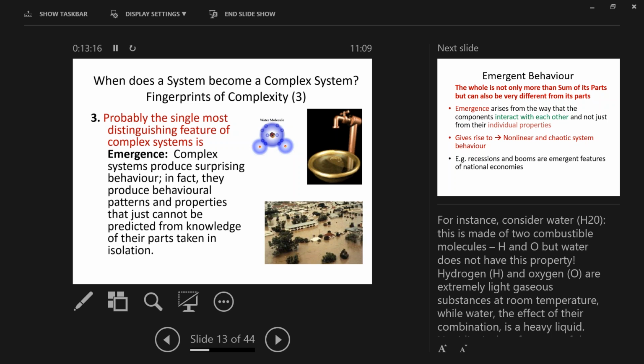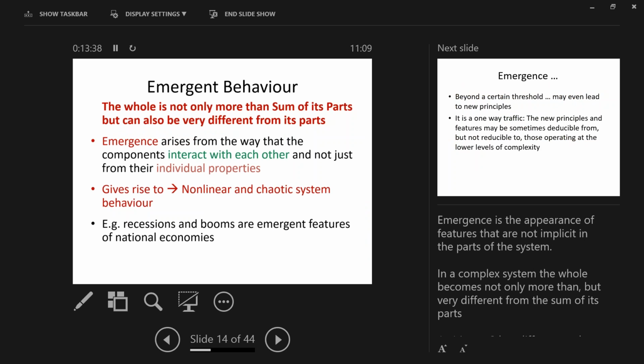But here, studying just one water molecule is not going to explain the hydrodynamic properties of the erosion or the flood and all that. If you want to understand the flood, then perhaps you need a holistic approach to understand the hydrodynamics of the flow of water. So, in other words, emergence, which is a very important property, is really when the whole is not only more than the sum of its parts, but can also be very different from its parts.